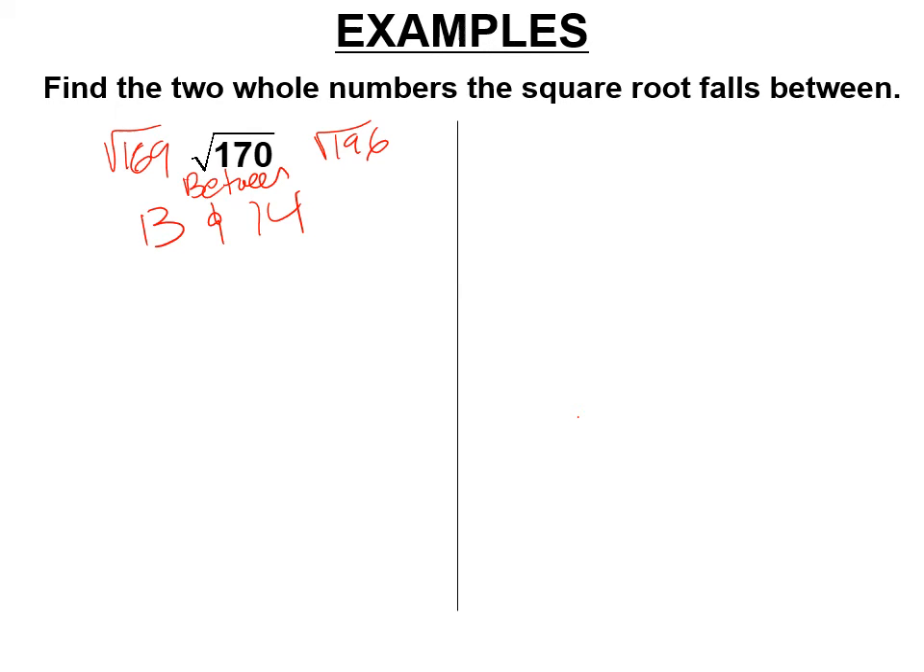It's between two whole numbers that are right in a row, like 13 and 14, 5 and 6. I know that 225 is right above that, 15. And this is 196 again. So this one is between 14 and 15.